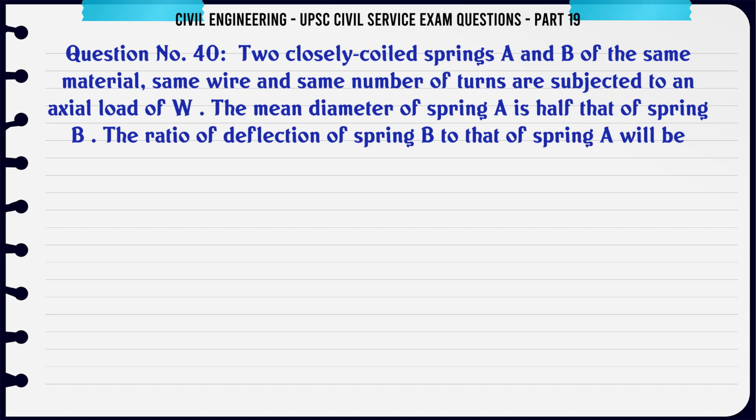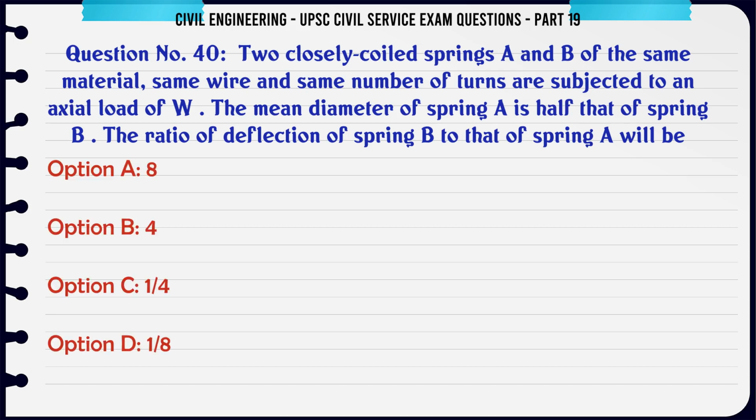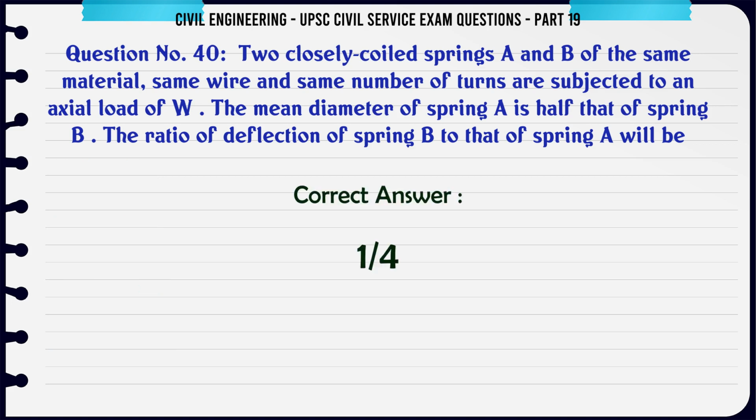Two closely coiled springs A and B of the same material, same wire, and same number of turns are subjected to an axial load of W. The mean diameter of spring A is half that of spring B. The ratio of deflection of spring B to that of spring A will be A. 8, B. 4, C. 1/4, D. 1/8. The correct answer is 1/4.